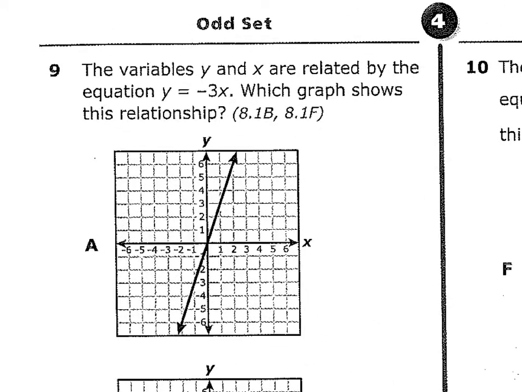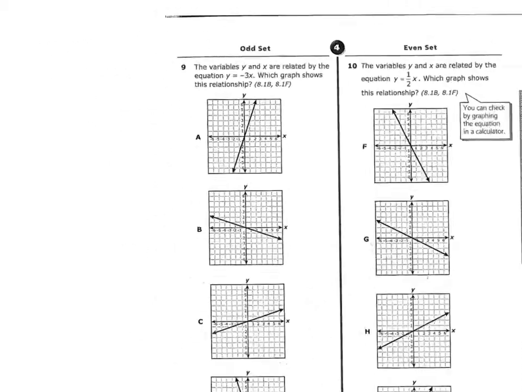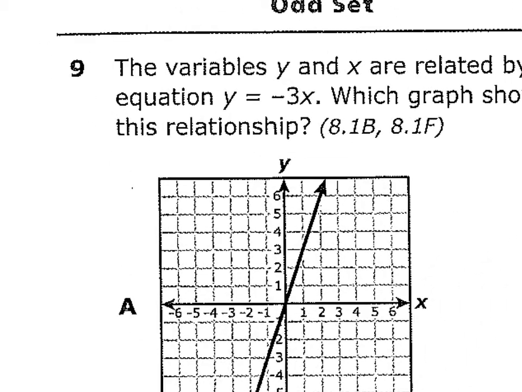So number 9 says the variables y and x are related by the equation y equals negative 3x. Which graph shows this relationship? Okay, so pretty much we're just identifying the graph that goes with it. So here, hopefully you guys remember, that's our m, that's our slope, that's our unit rate, our rate of change. It's also our rise over our run, which is extremely important in this situation.